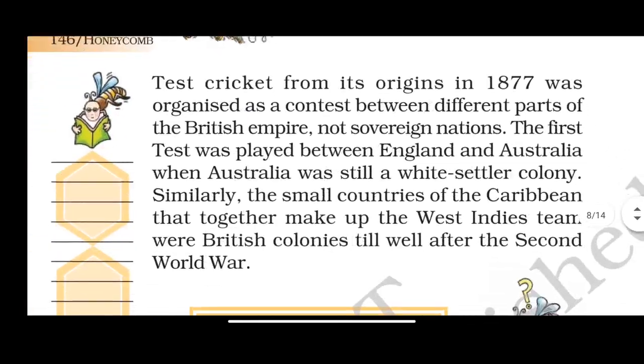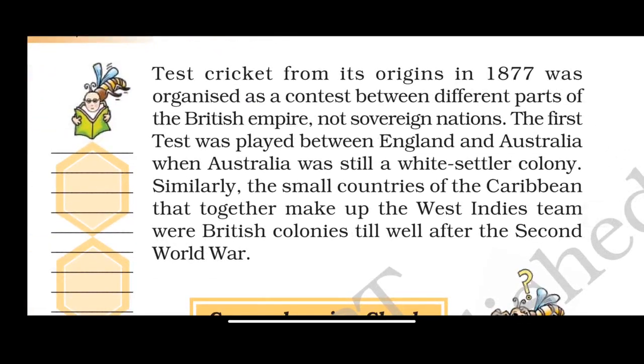This was possible because test cricket, from its origins in 1877, was organized as a contest between different parts of the British Empire, not sovereign nations. Okay, the first test was played between England and Australia when Australia was still a white settler colony. You know what this colony?